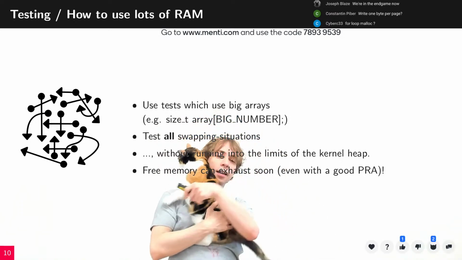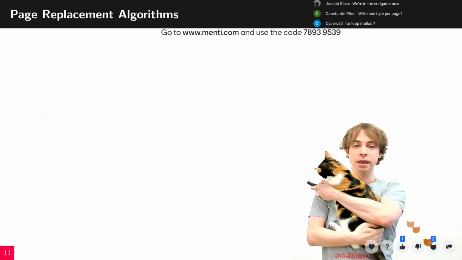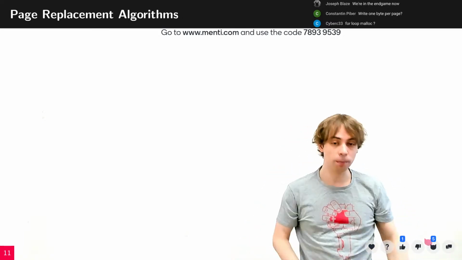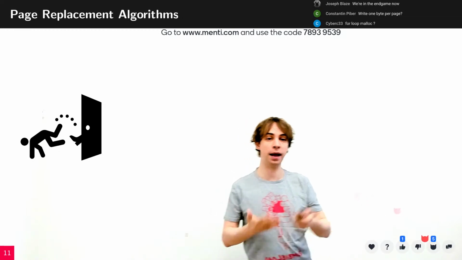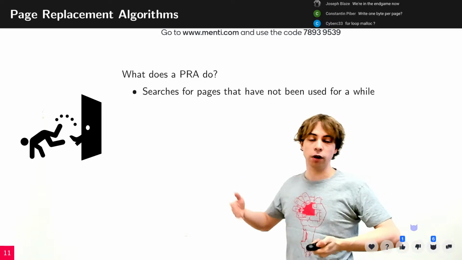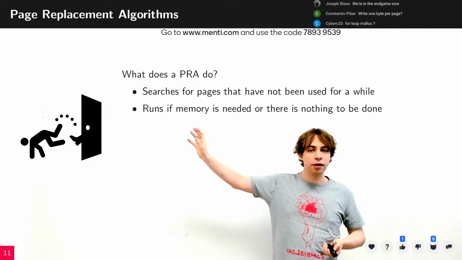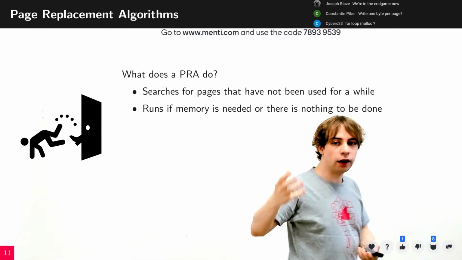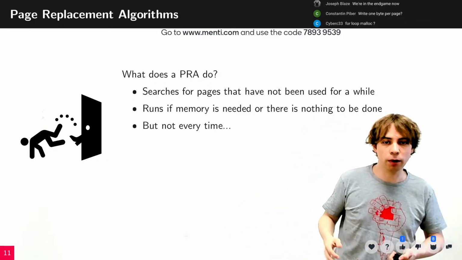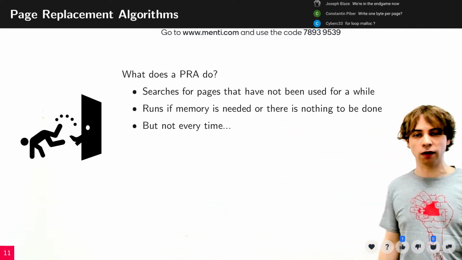Okay, and then we continue with the next part, the PRAs. The PRAs, the page replacement algorithms, there it's all about which pages should be evicted. So which pages should we kick out? And the question then is, of course, what it does, we know that from the lecture. Usually we run the PRA when nothing is to be done or when we need memory and we can't do anything if we don't get the memory. But we don't run the PRA all the time. It's not permanently running, so the system is not slowed down by that.